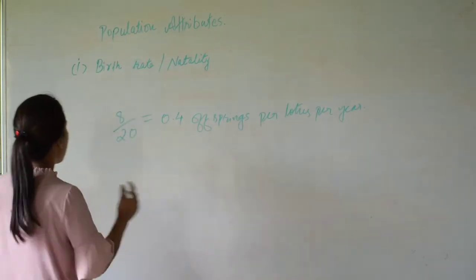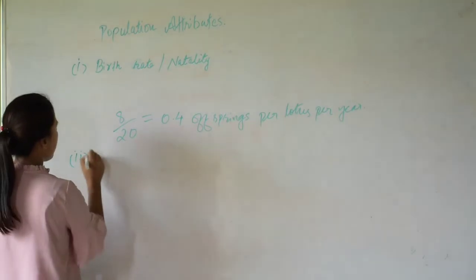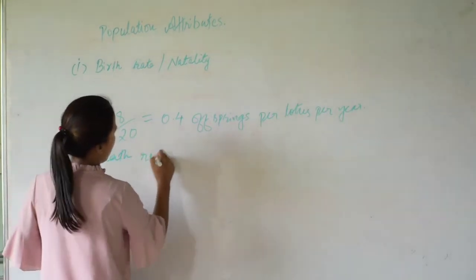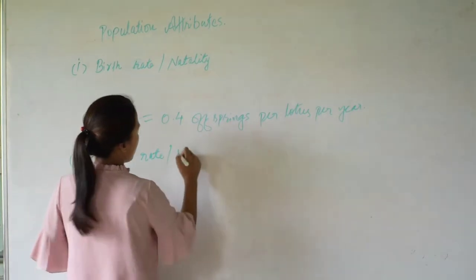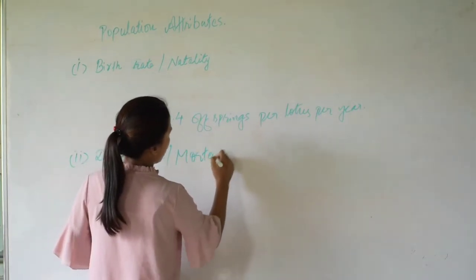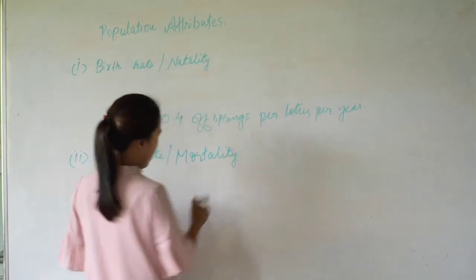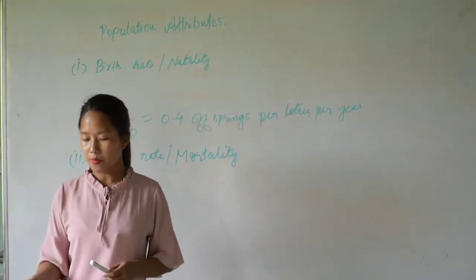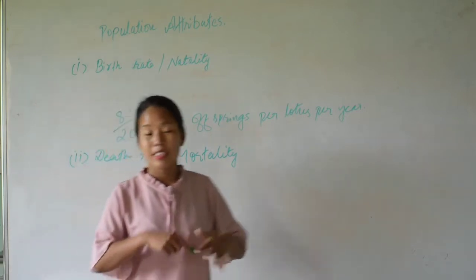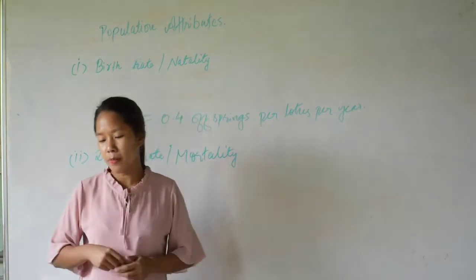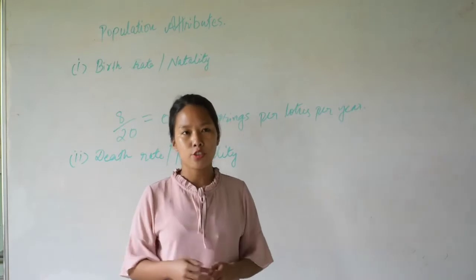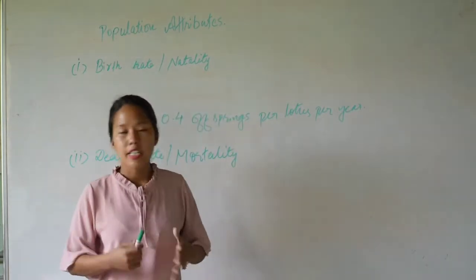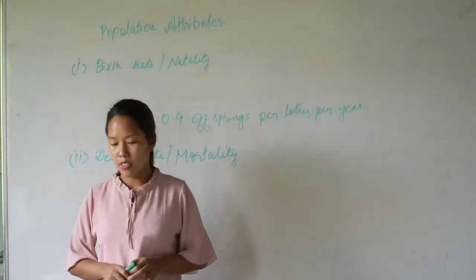So the next point is death rate, or mortality. Death rate or mortality simply means the decrease in the population by death of individuals. It is expressed as the number of individuals dying over a time period.